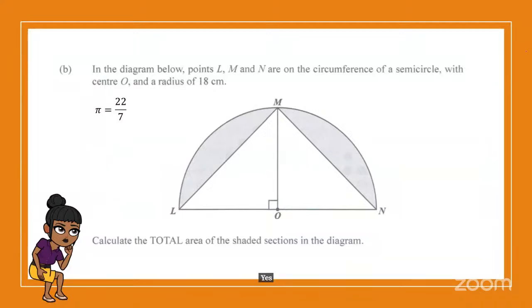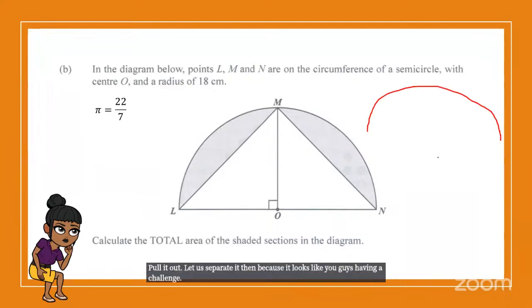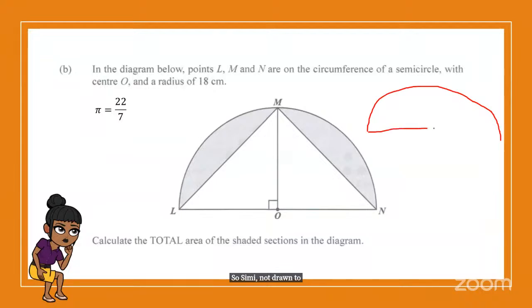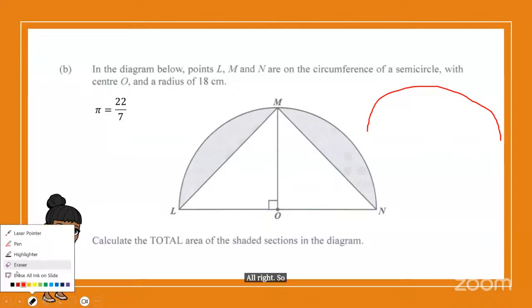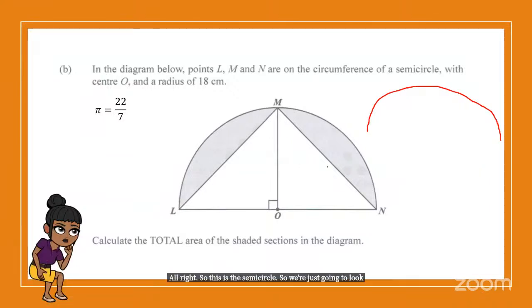So let us focus on the semicircle. The semicircle is what we have. Even if you can't see it as is, pull it out. Let us separate it, because it looks like you are having a challenge. So see, it is not drawn to scale. Let me rub out that little part here. All right, so this is the semicircle, and we're not looking at anything else.